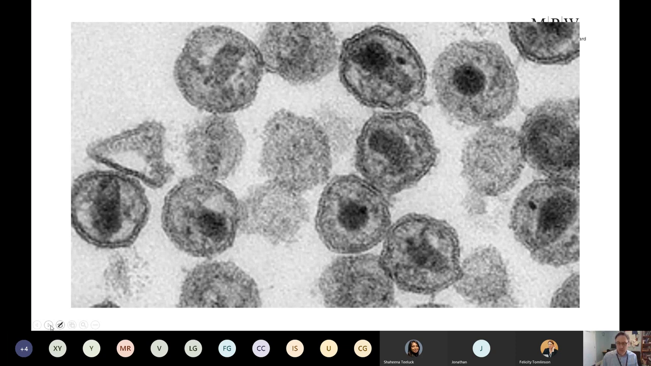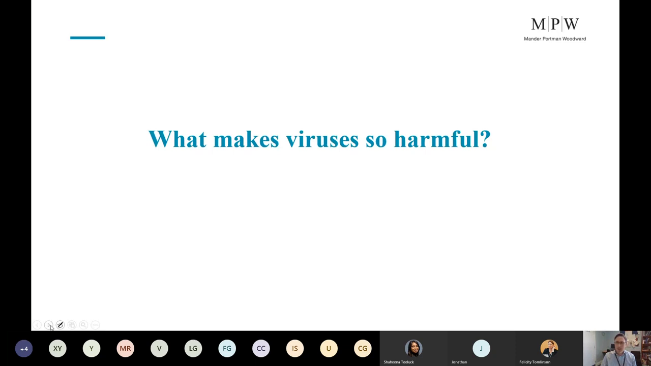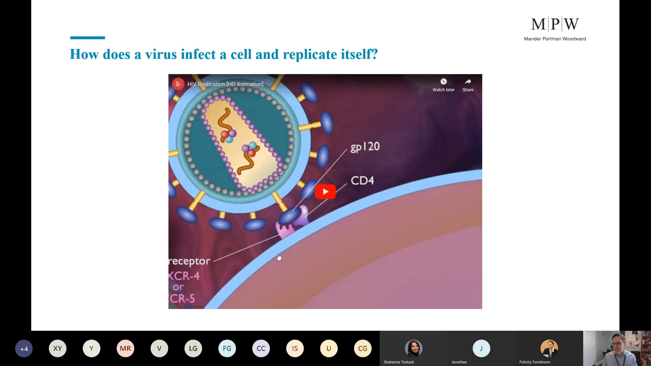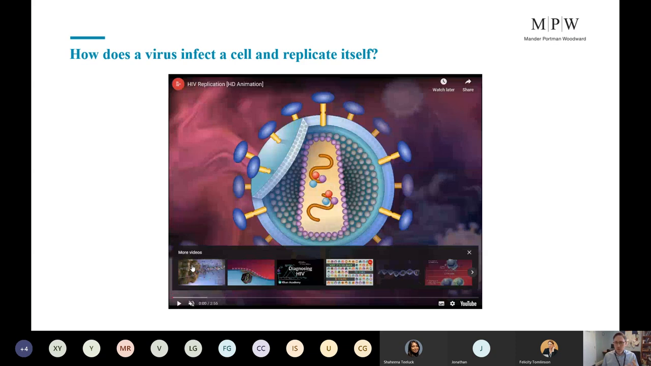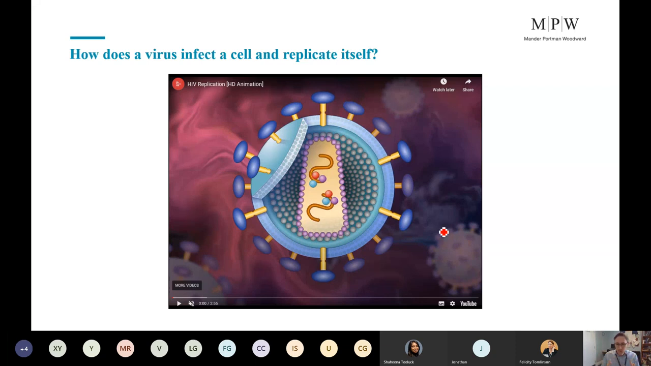So what makes viruses so harmful? We're going to think now about the mechanism that HIV uses to infect cells. And we're going to think about why this is problematic for cells and why it causes harm. So we're going to use an animation here just so you can see how this works in reality, with all the movement that goes with it.